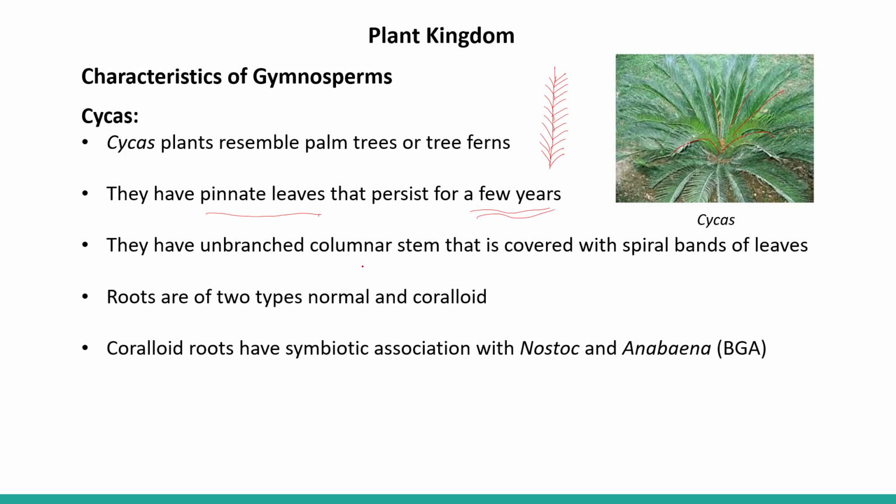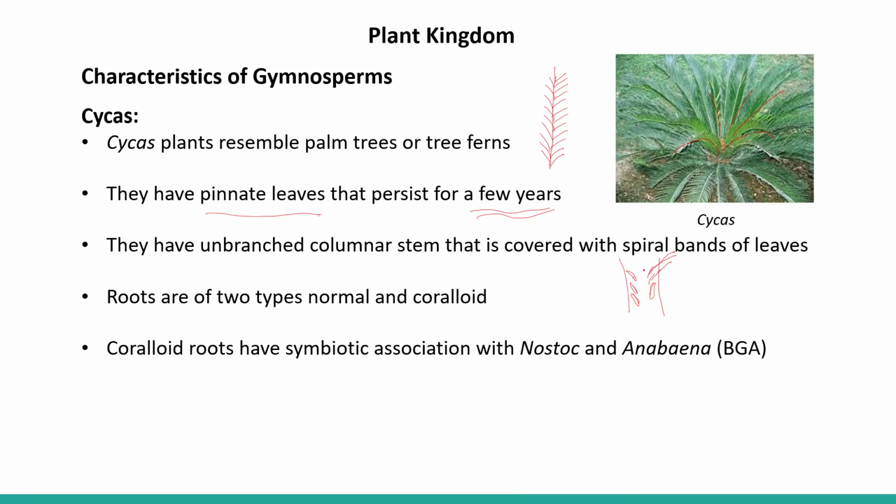They have an unbranched columnar stem that is covered with spiral bands of leaves. So its stem is like this stump structure. No branching is there, and you can see scars of the leaves. When leaves are attached to it, it is like this. And when the leaves get detached, you can see the scars or the remains of the attached site of the leaves.